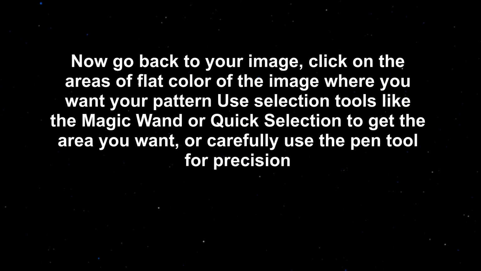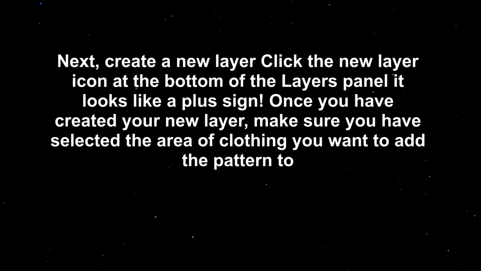Click on the areas of flat color of the image where you want your pattern. Use selection tools like the magic wand or quick selection to get the area you want, or carefully use the pen tool for precision. Next, create a new layer. Click the new layer icon at the bottom of the layers panel. It looks like a plus sign.